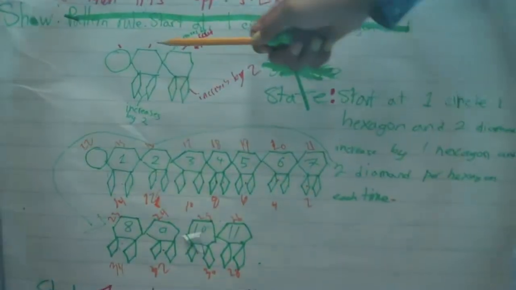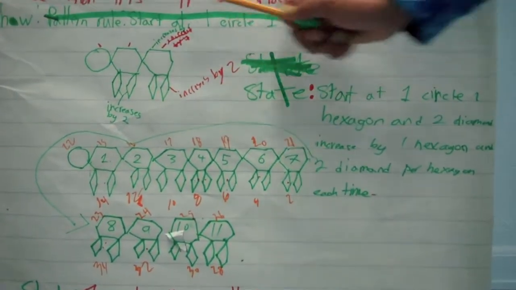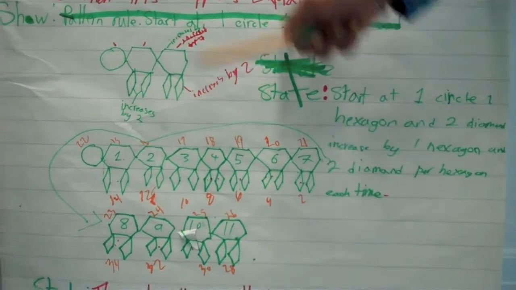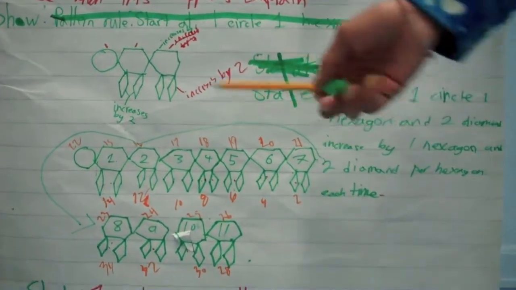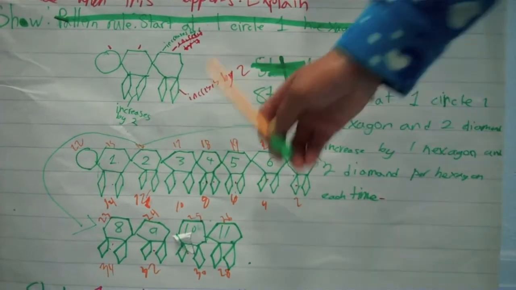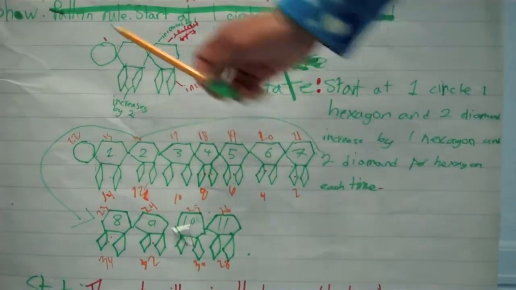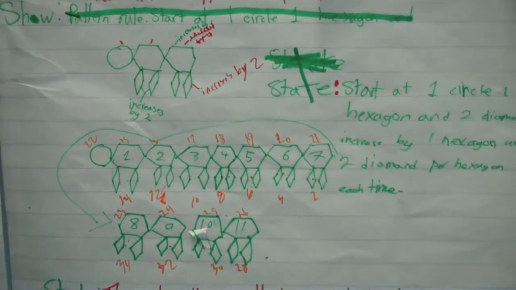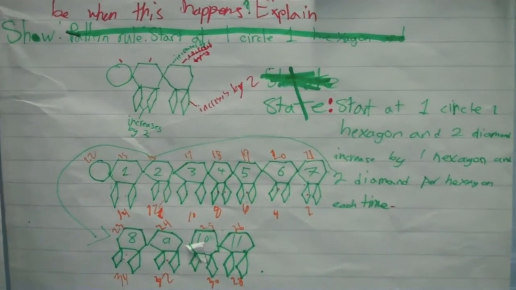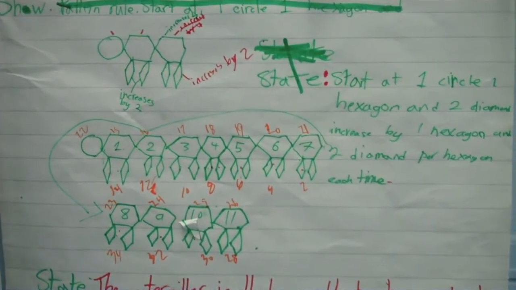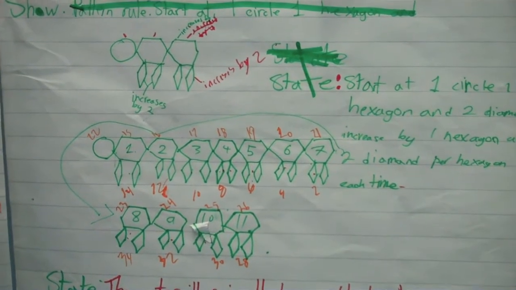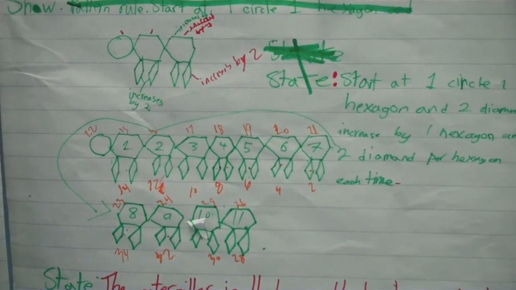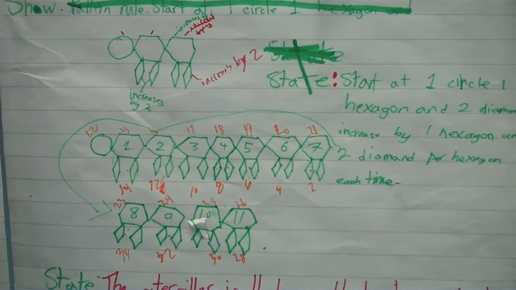So what we did for this part is we showed a picture of it when it's 2 days old. For task 1, we said these increase by 2 each time, these increase by 1, and the circle stays the same. And the state for task 1, we put: start at 1 circle, 1 hexagon, and 2 diamonds. Increase by 1 hexagon and 2 diamonds per hexagon each time.